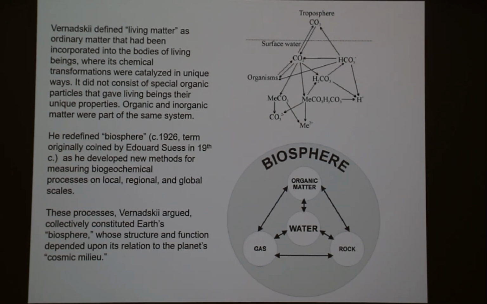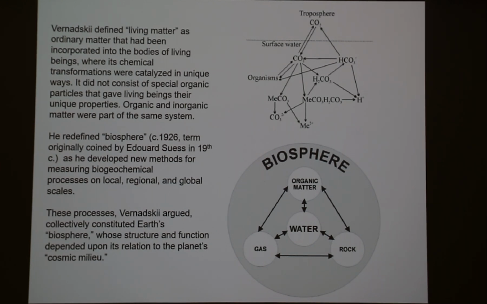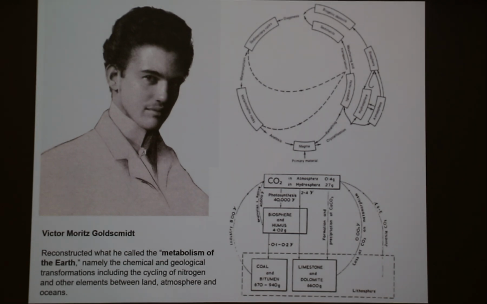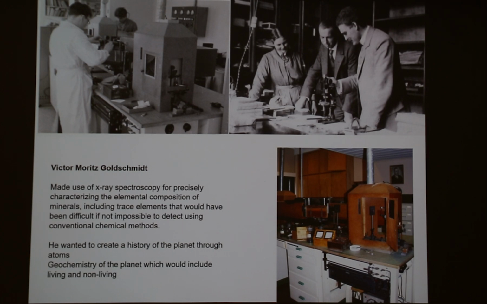And that kind of opens this up to the cosmic view in a way. Like, as I say to my students, he is the first one who said we're all earth, we're all stars. We're all stardust, basically, earth of stars. So he says it in his own way. And Goldschmidt, what he wanted to do with his geochemistry is basically reconstruct what he calls the metabolism of the earth, namely the chemical geological transformations, including the cycling of nitrogen and other elements between land, atmosphere, and oceans.